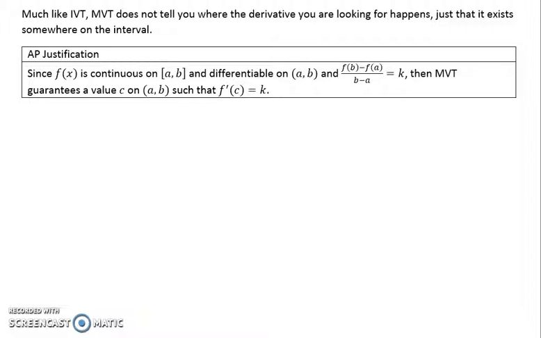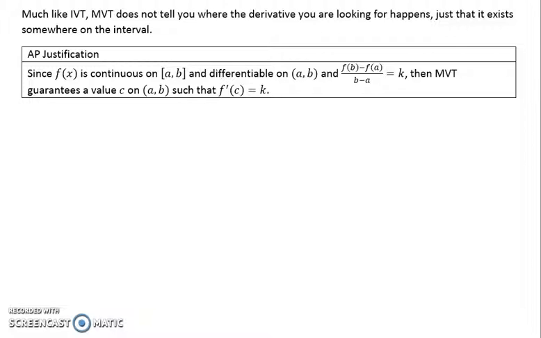Now, just like IVT, the mean value theorem is not going to tell you where these things happen. It doesn't tell us where the derivative is 0. It doesn't tell us where that derivative happens. It just tells us that it does.